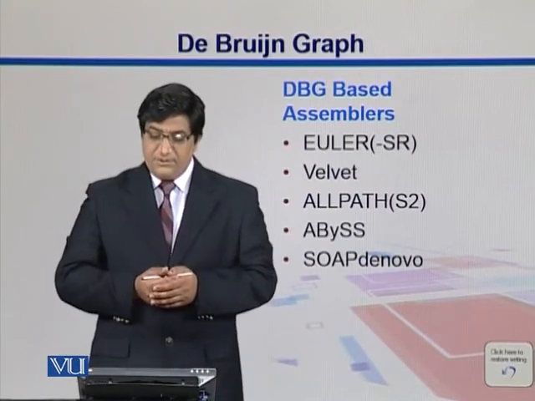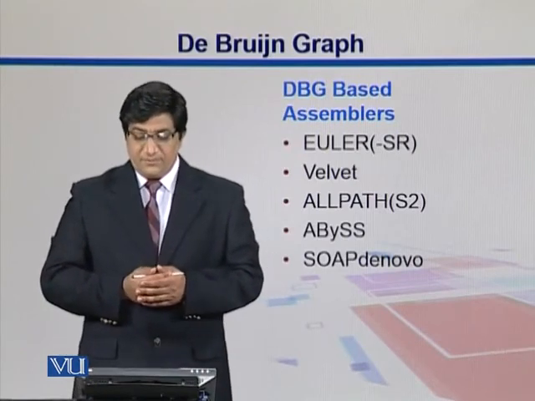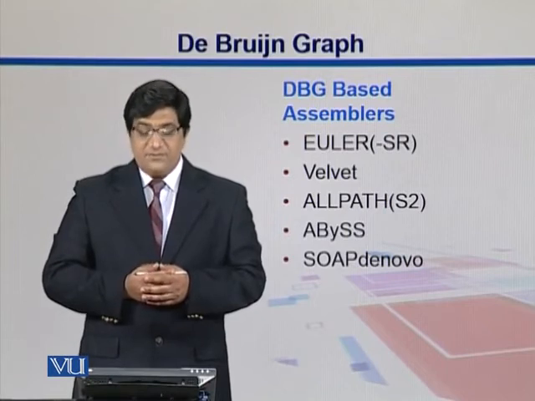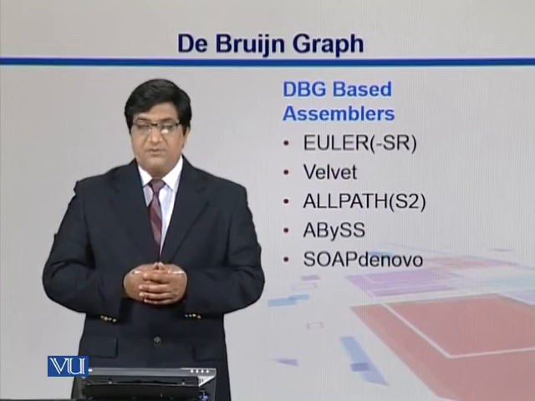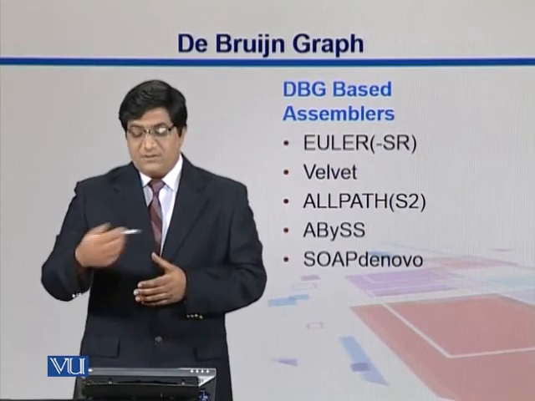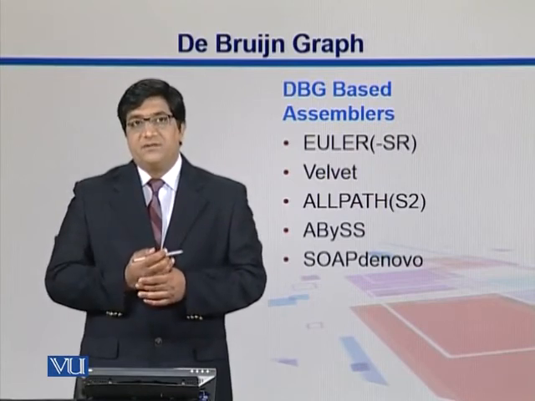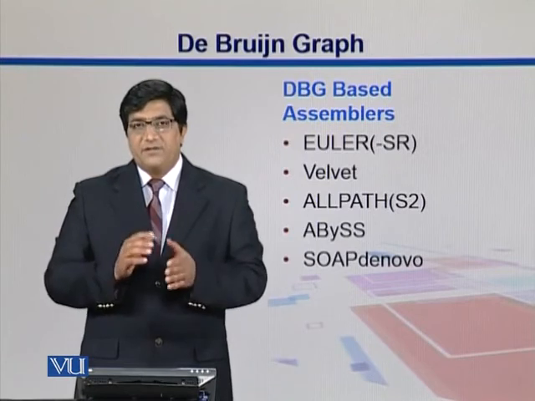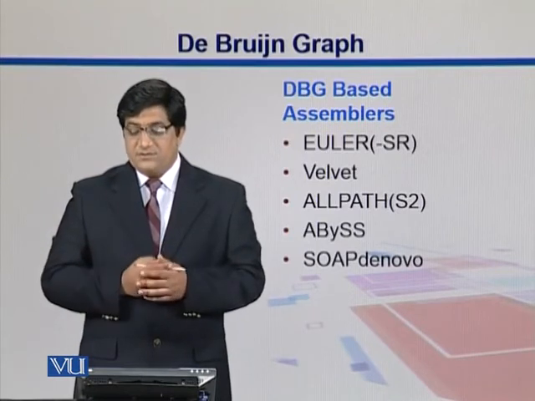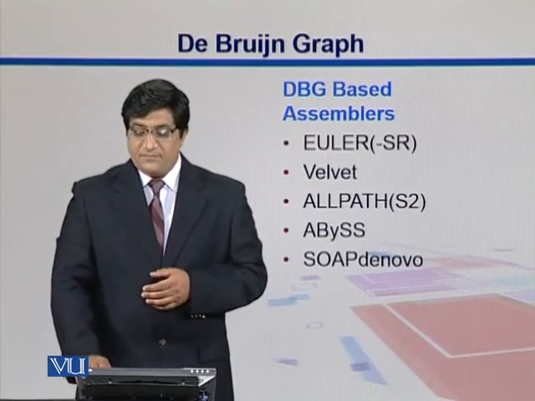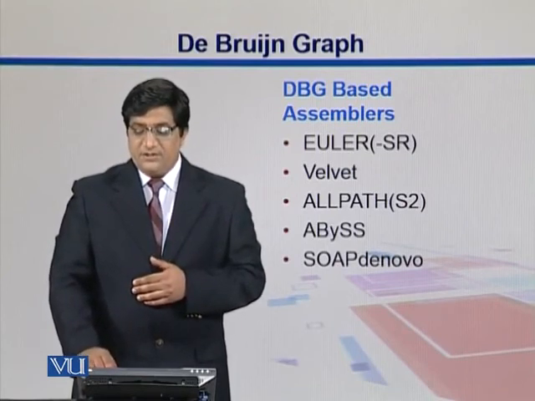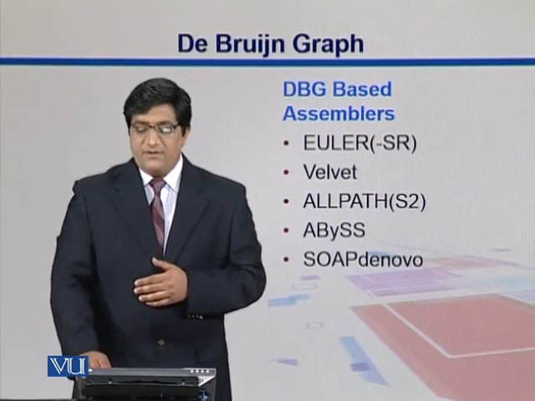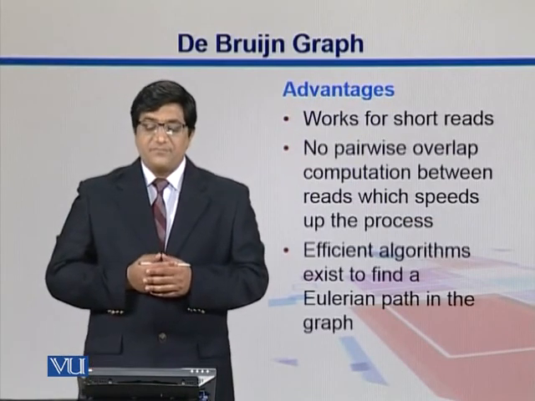There are different DBG or De Bruijn graph assemblers. One is Euler, one is Velvet, ALLPATHS, ABySS, SOAPdenovo. These are some of the ones frequently used in genome assemblies. You might find these assemblers in the literature, guys, since they are dealing with your SOLiD or Illumina Solexa data. So that's why they are there.